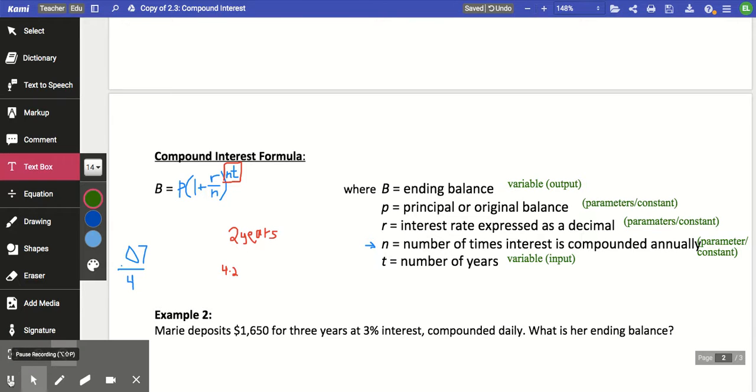So at this point, we're going to look at a few examples to solidify our understanding of how this compound interest formula is used.